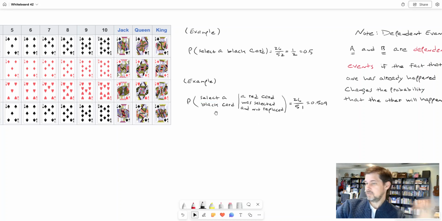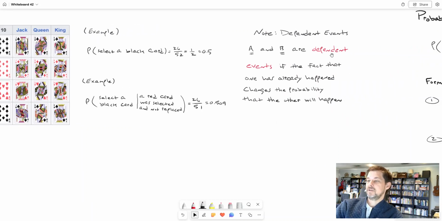In that case, it'd still be 26 out of 52. All right, so hopefully you have a feel, if you had forgotten, for what dependent events are.